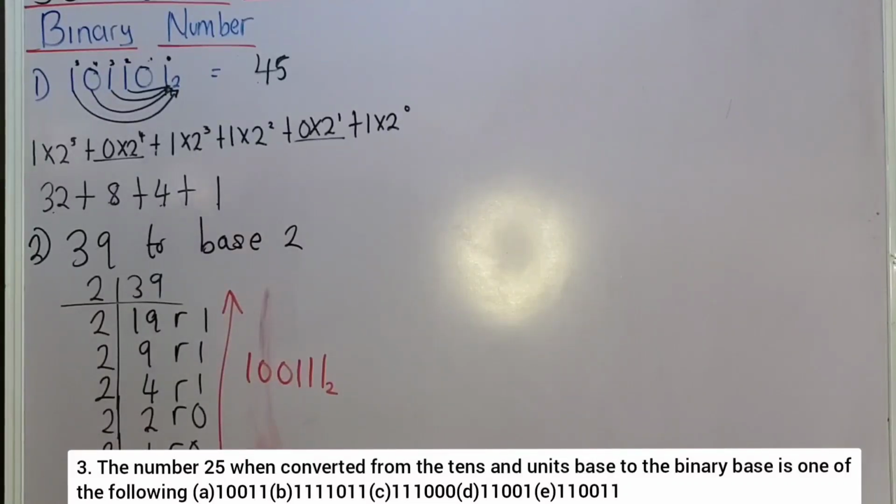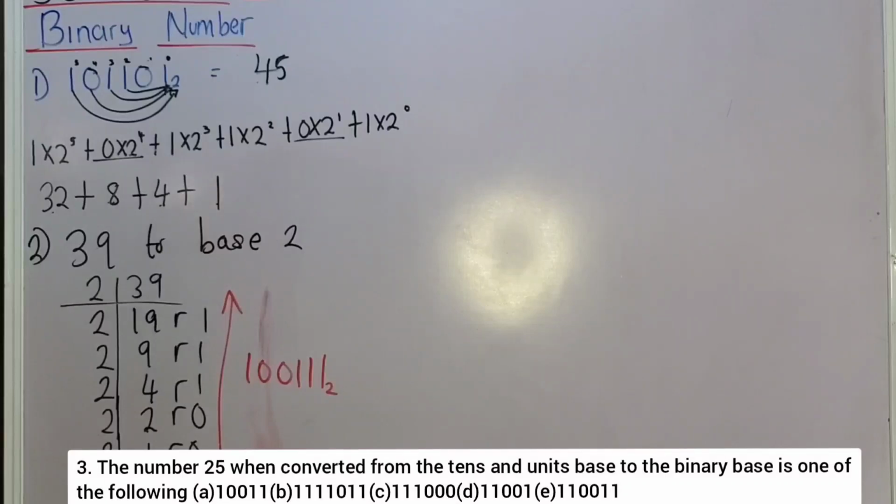The number 25, when converted from the tenth and unit base to the binary base, is one of the following. Okay? Please pay attention again. The number 25, when converted from the tenth and unit base to the binary base, is one of the following. A 10011, B 111011, C 111000, D 11001, E 110011.